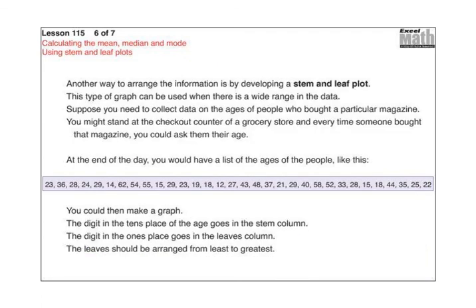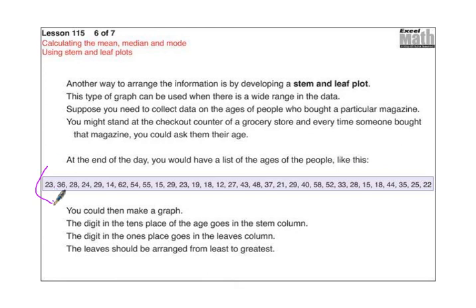All right, another way to arrange the information is by developing a stem and leaf plot. This type of graph can be used where there is a wide range in the data. Suppose you need to collect data on the ages of people who bought a particular magazine. You might stand at the checkout counter of a grocery store, and every time someone bought that magazine, you could ask them their age. Of course, they'd probably punch you if you did that, but anyway, at the end of the day, you would have a list of the ages of the people like this.